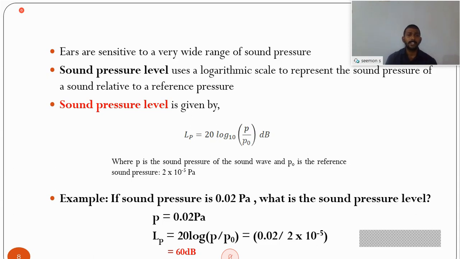So here is a simple example of how we can convert the sound pressure to a sound pressure level. If the sound pressure is given as 0.02 Pascal, the sound pressure level is found by 20 log P by P naught, that is 0.02 by 2 times 10 raised to minus 5. Then we directly get 60 decibel.